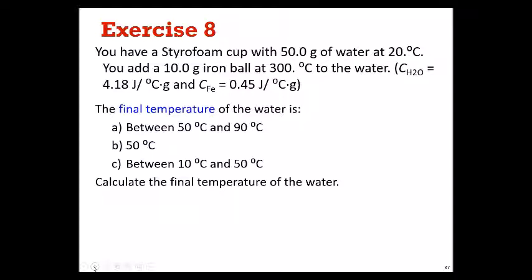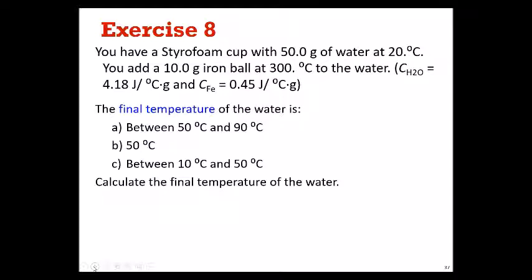Styrofoam cup with 50 grams of water at 20 degrees. You add the 10-gram iron ball at 300 degrees Celsius to the water. And they gave us the specific heats, of course. Obviously, they would need to do that. Now, noticeably different specific heat for iron. It is considerably lower. So the hot iron ball, even though it's at 300 degrees, its specific heat being so much lower, it's not going to make that much of a difference in terms of the heating of the water, since the water has a much higher specific heat.